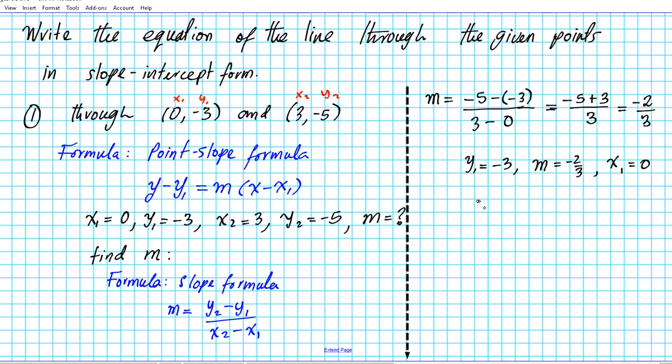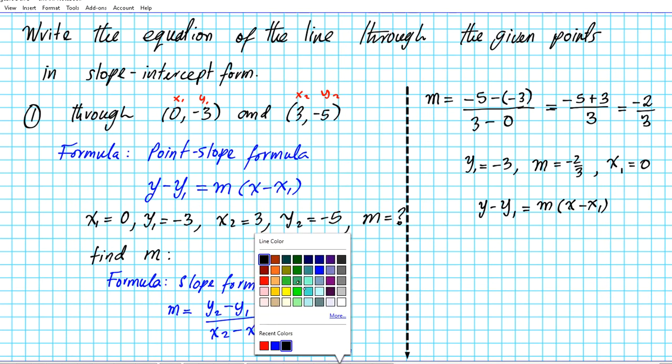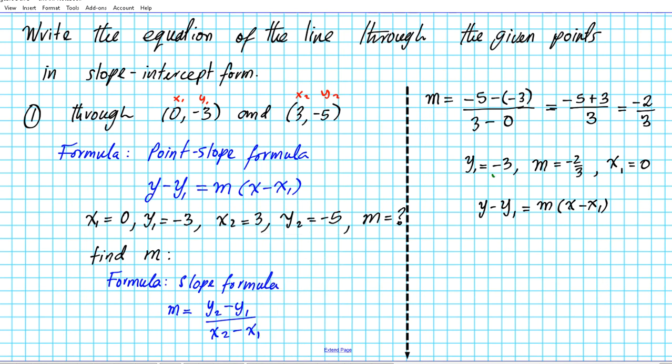Let's put it all together. We're going to put it in the point-slope formula, y minus y1 equals m times x minus x1. What are we about to do? Well, this is what we're about to do. We're going to substitute negative 3. Negative 3 is going to go into the y1 spot. Negative 2/3, that's our slope, is going to go into the m spot. And then 0, our x1, is going to go into the x1 spot.